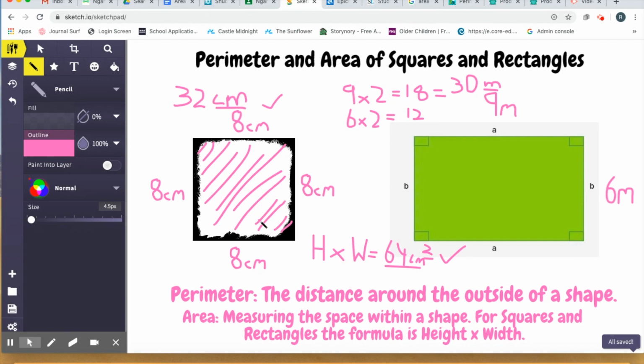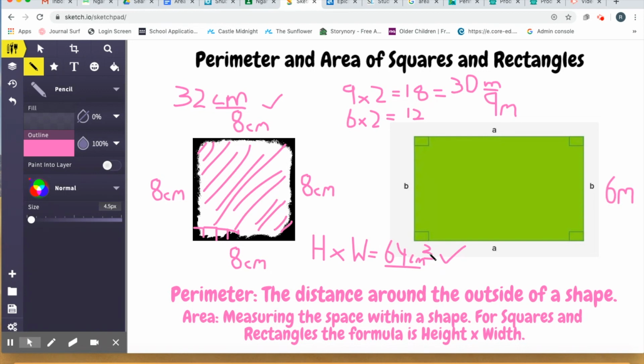Now, why is it squared? In this shape here, there would be 64 1 centimeter by 1 centimeter squares that make up this shape. That is all it is.